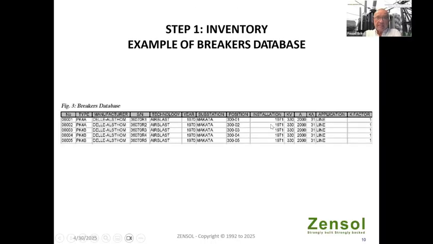Here you have an example of a breakers database where you can see the type of the breaker, the manufacturer, serial number, and the technology. It's good to have this also because for air blast, you can see immediately that it's a very old breaker, the year of the installation, the location, etc.